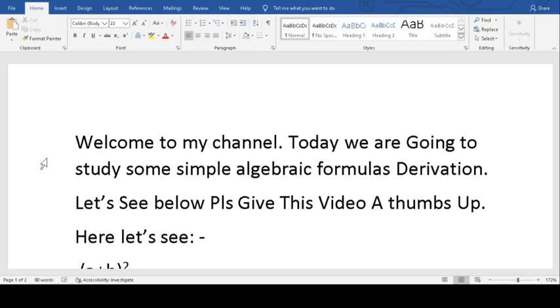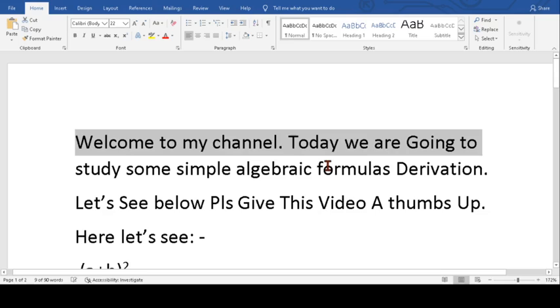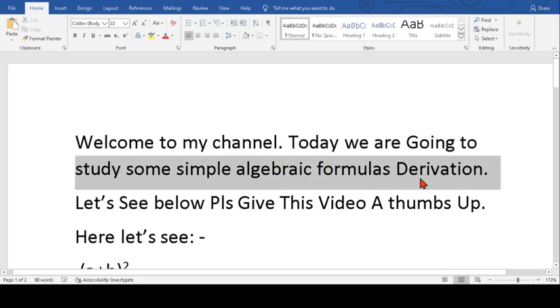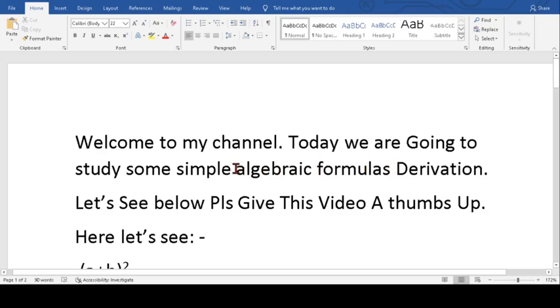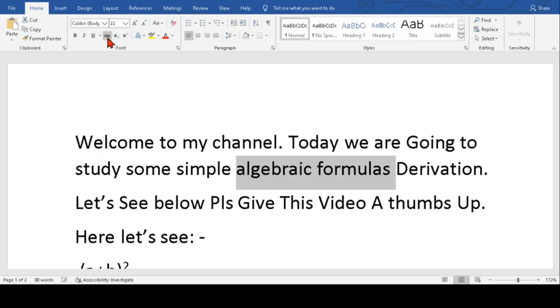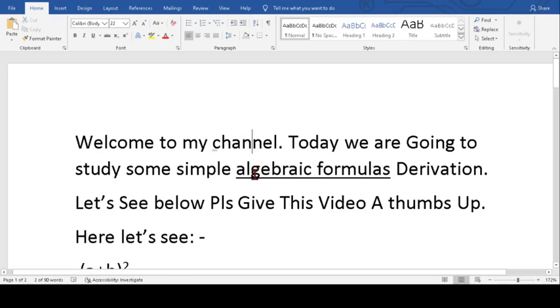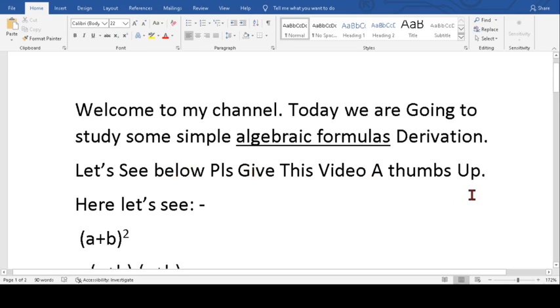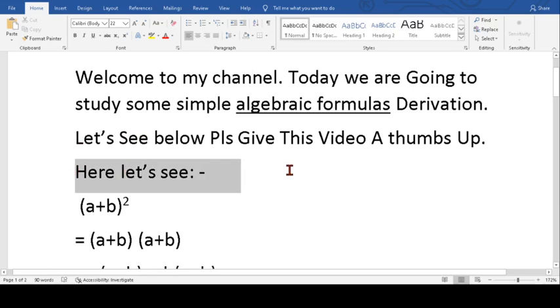Again today we came here to study some algebraic formulas derivation. We all know the formulas of algebra, but we don't know how they are derived. So simply we will take the condition (a plus b) whole square.